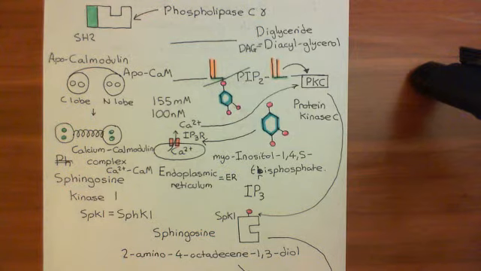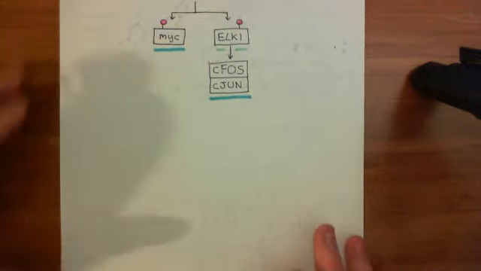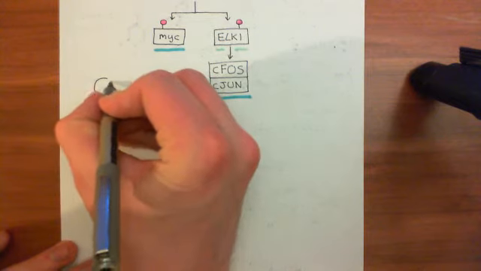So we're going to get the production of these calcium calmodulin complexes when the calcium is released from the ER, and these calcium calmodulin complexes are now going to activate certain enzymes, and one of the enzymes that they're going to activate we'll show over here.